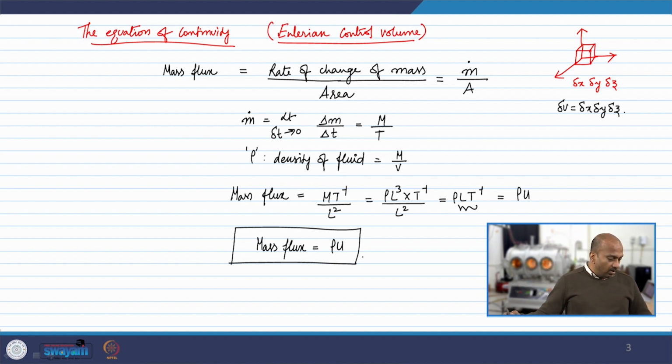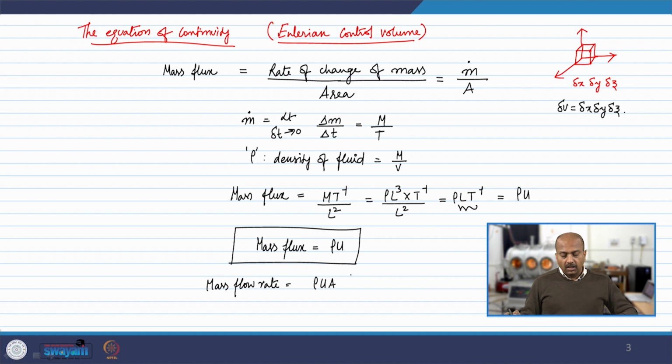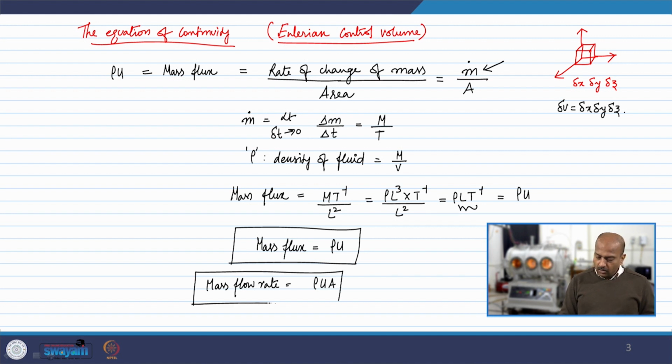Now, since we have considered this volume, we have to identify several other parameters, right. So, we will also define what is called mass flow rate. Mass flow rate is the rate of change of mass, which would be rho u A, right. Mass flow rate is nothing but m dot, the rate of change of mass. Since mass flux I know as rho u, m dot can be written as rho u times the area. So, we have mass flux as rho u and mass flow rate as rho u A.